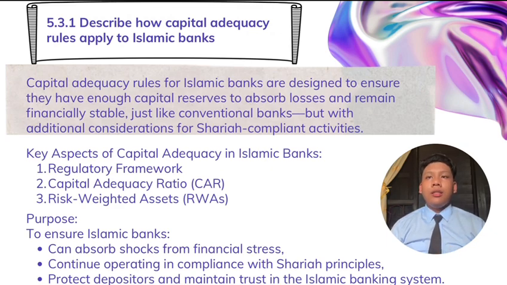So the last one is the risk-weighted asset. To calculate CAR, the Islamic bank must assess the risk-weighted asset, which includes the credit risk from the Sharia compliance contracts like murabahah, musyarakah, ijarah and mudarabah. And the last one is market risk from the exposure to the change in market price of Sharia compliant investments like sukuk and commodity murabahah. So that's all about the key aspects of capital adequacy in Islamic bank.